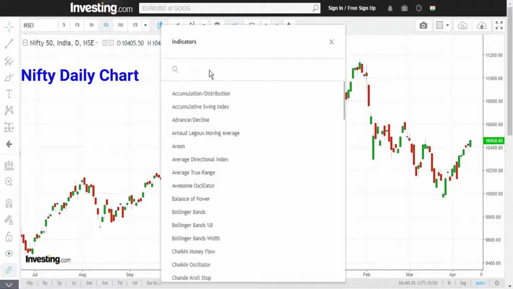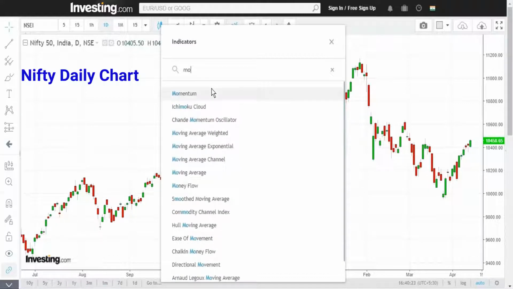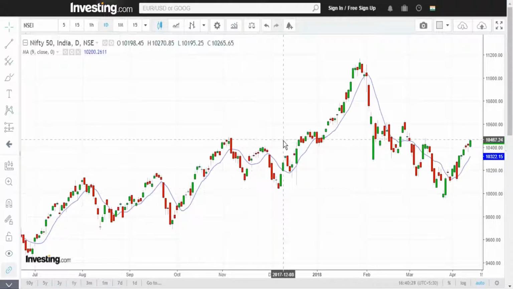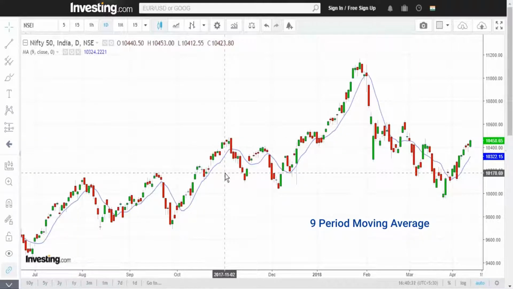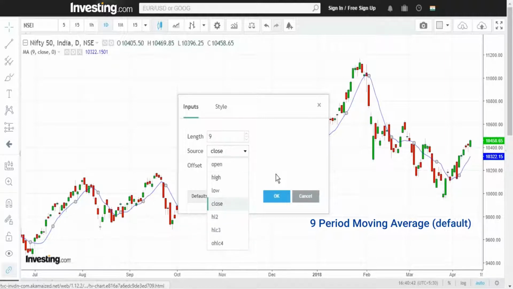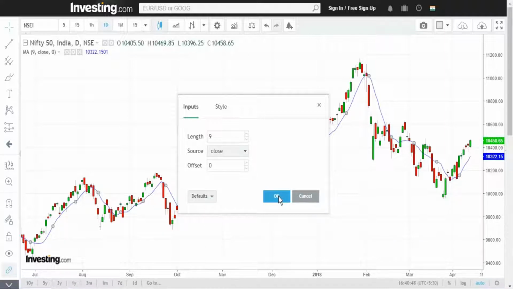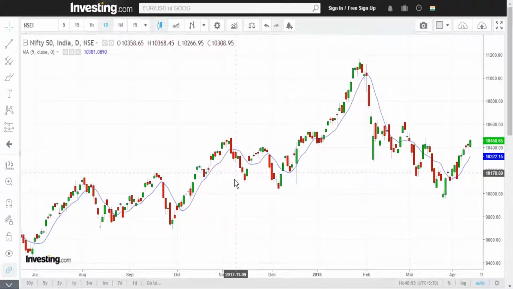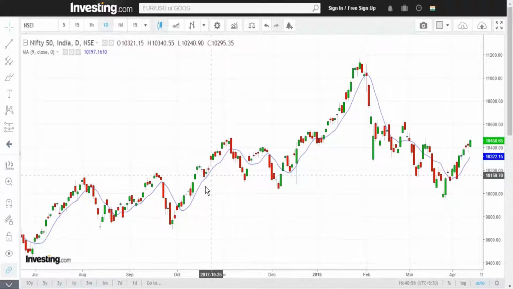First we put moving average. This is a simple moving average that will be selected, and we select moving average here. It is showing a 9 period moving average as a default. We can go here and change the periodicity, and we can select open, high, low, close and many other kinds of prices for plotting the moving averages. Let us remain in the default value only, and as we can see, a shorter term moving average normally follows the price.